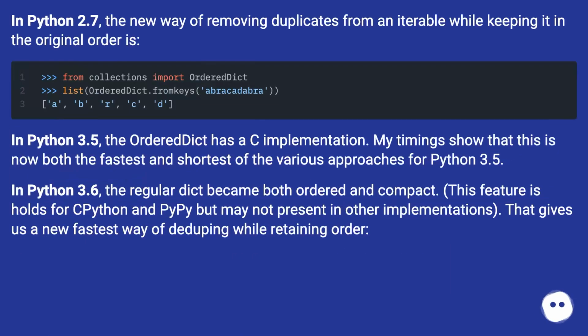In Python 2.7, the new way of removing duplicates from an iterable while keeping it in the original order is as follows. In Python 3.5, the OrderedDict has a C implementation. My timings show that this is now both the fastest and shortest of the various approaches for Python 3.5.